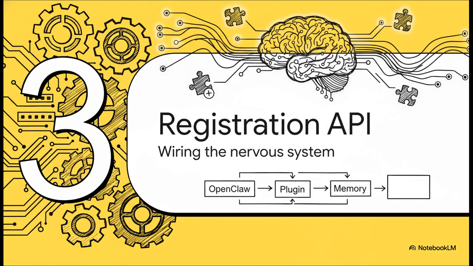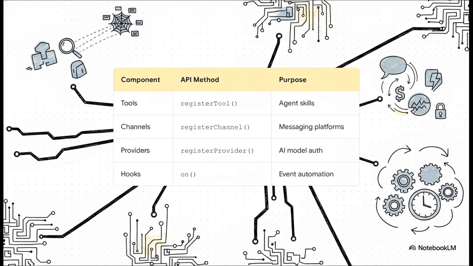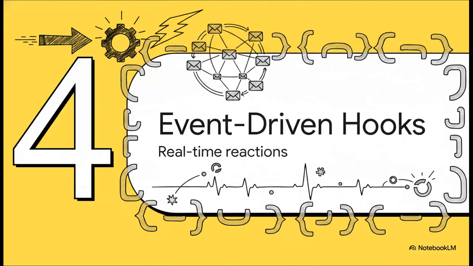Which brings us to part 3, the registration API. So the TypeScript is loaded into memory, right? But how does it actually wire into OpenClaw's brain? Think of the registration API like the system's central nervous system. It lets these totally separate code blocks plug straight into central command. Want your agent to browse the web? Your plugin just calls api.registerTool. Building a custom Slack integration? You use api.registerChannel. Swapping out Anthropic for a local model? That's api.registerProvider. It's this beautiful, clean, and strictly typed interface that makes extending the framework incredibly safe and totally predictable.